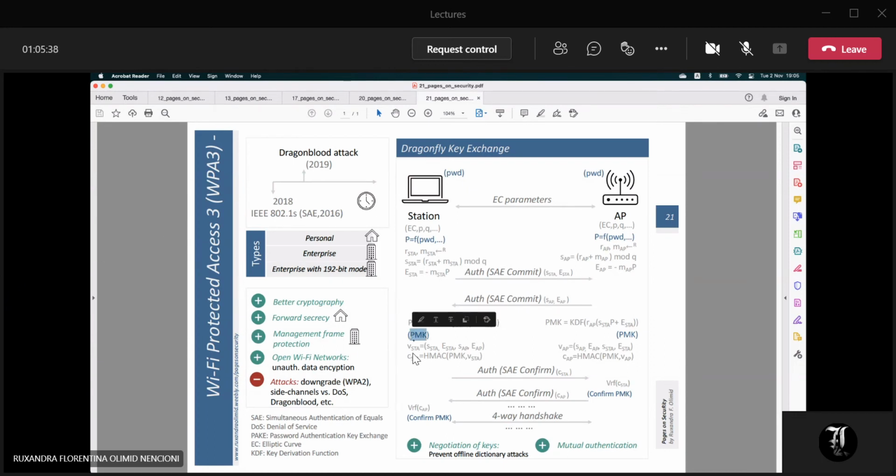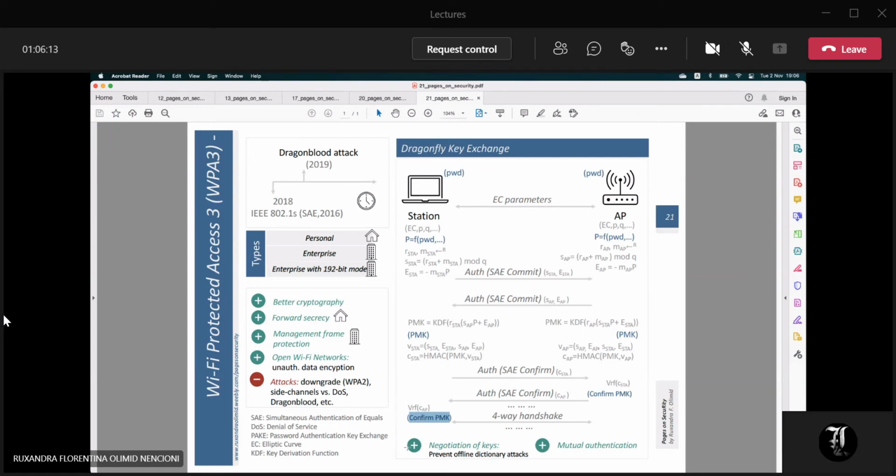Okay. And then we have the confirm. Basically, it's a hash function, in fact an HMAC, that is computed on these numbers to check that both entities have the same value. And then, of course, the four-way handshake starts as before. So after everything is confirmed, they end up with the PMK. So from now on, they can start the four-way handshake.